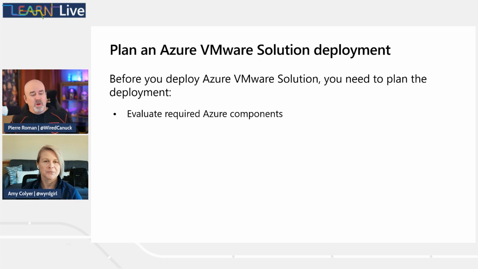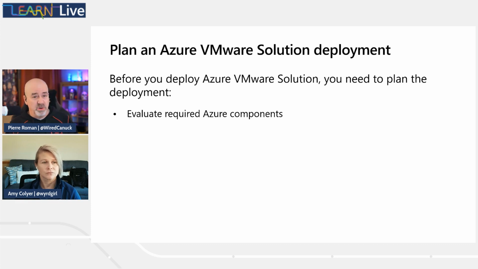Mostly because there are some requirements that you need to take care of. We need to evaluate the required components: your resources, your subscription, your resource groups, and the region where you deploy this, because that's not deployed in every region just yet. Right now, it's Canada Central, US East, North Central US, West US, Australia East, West Europe, Japan East, and UK South. So these are the regions where we actually have the service available.